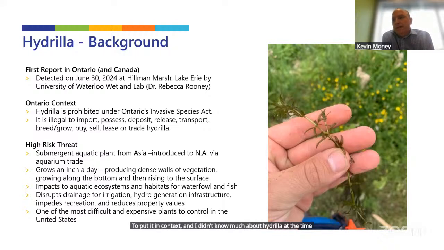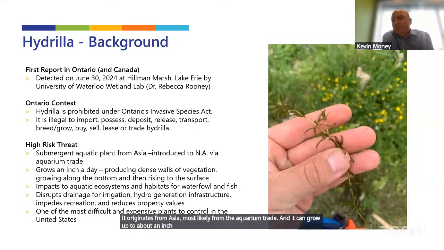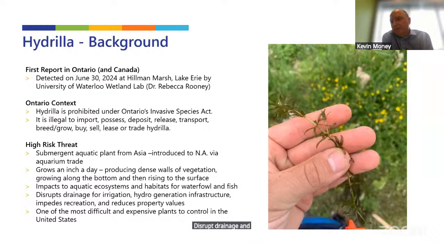Hydrilla is prohibited under the Ontario Invasive Species Act. It's illegal to possess, deposit, release, transport, etc. It's a highly aggressive plant. It originates from Asia, most likely from the aquarium trade, and it can grow up to about an inch a day. It forms very dense mats that interfere with waterfowl, fish, disrupt drainage, and have really obvious effects on recreation as well.